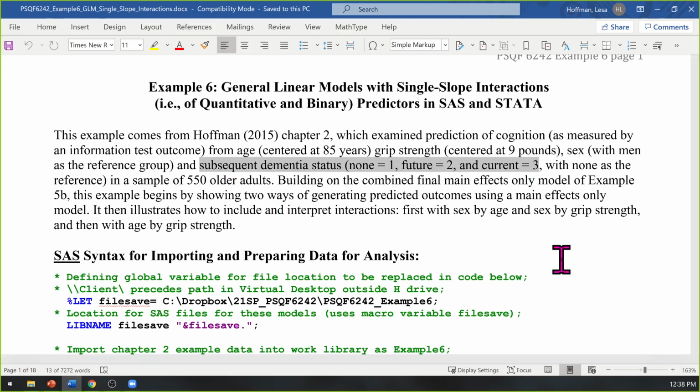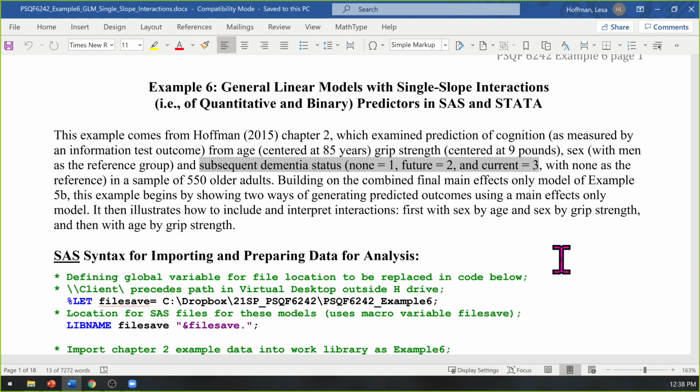So in the original study, there were people who never were diagnosed with dementia, either prior to the study, during the study, or afterwards. And so that's the none group, and that's the most prevalent in this case. There was a group that, after baseline, at some point during subsequent data collection, were diagnosed with dementia, and so that is the future group. And there were actually some participants who already had dementia, but they were still able to participate in the study at least once, and so that's the current group.